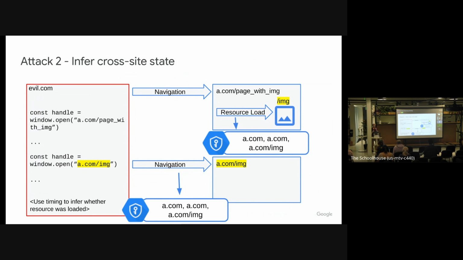It will conditionally load a resource, which will have a triple key just because it's in a top level context of the origin that was visited. But then the attacker can navigate to that resource that was conditionally loaded, and these share a cache key. And so the attacker can use timing to know whether the site conditionally loaded the resource. So again, this is a cross-site search attack, not great for the web.